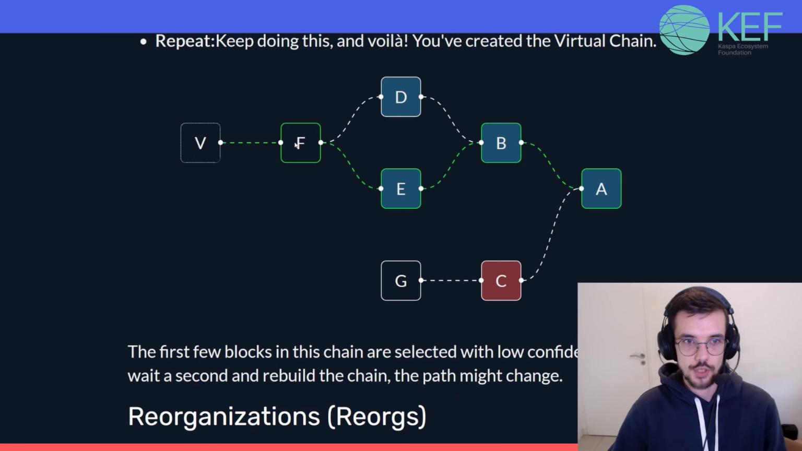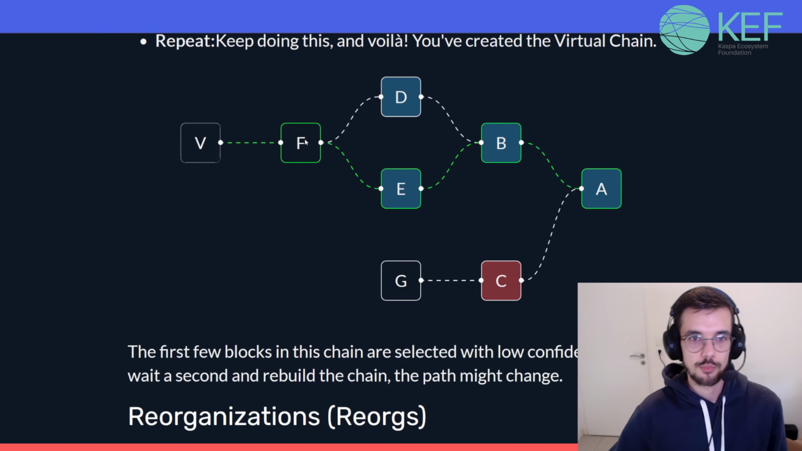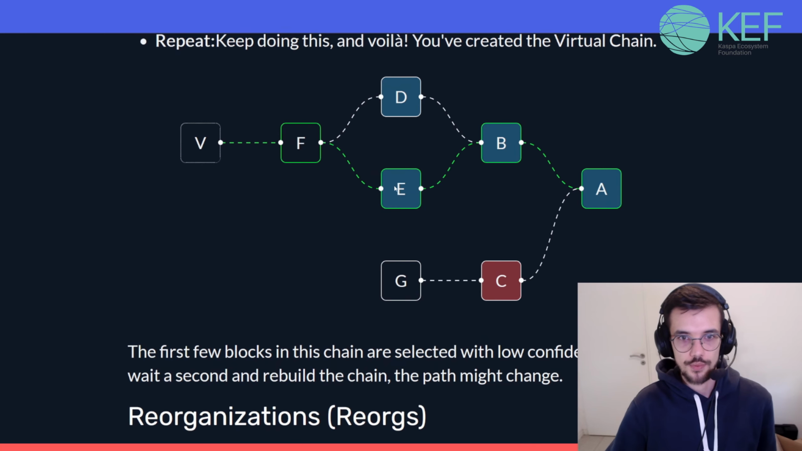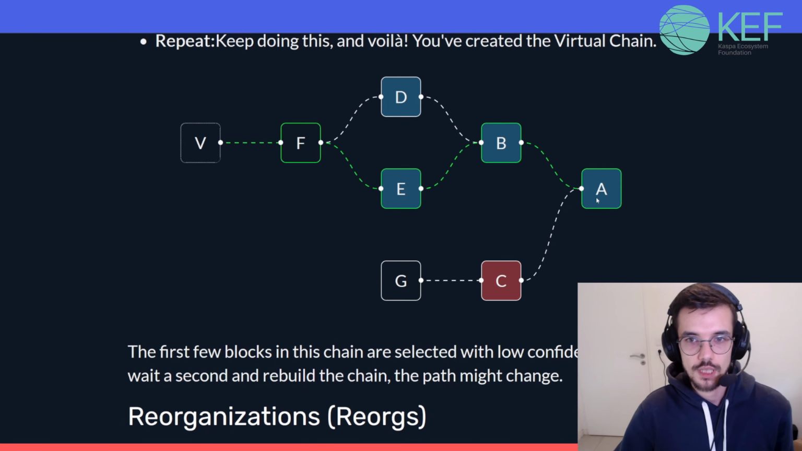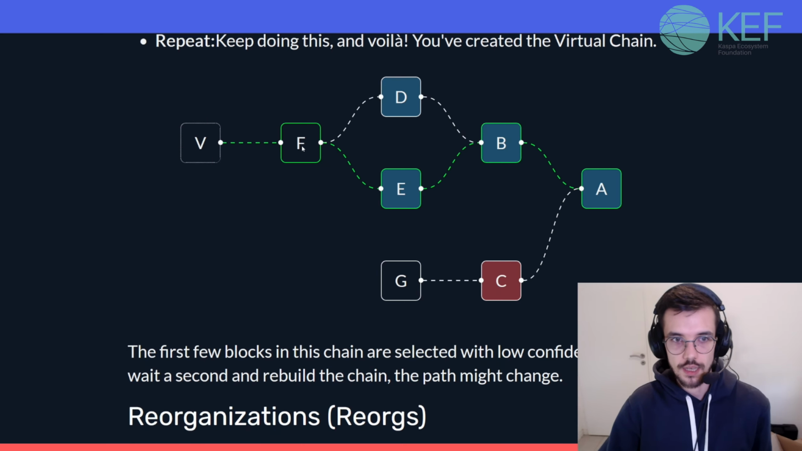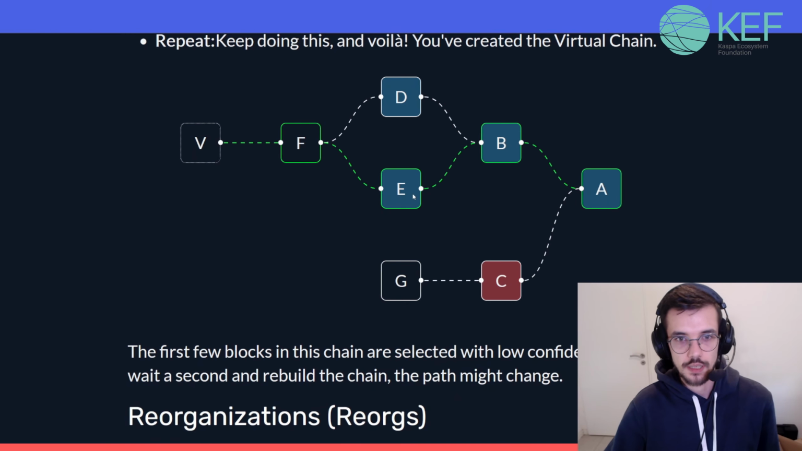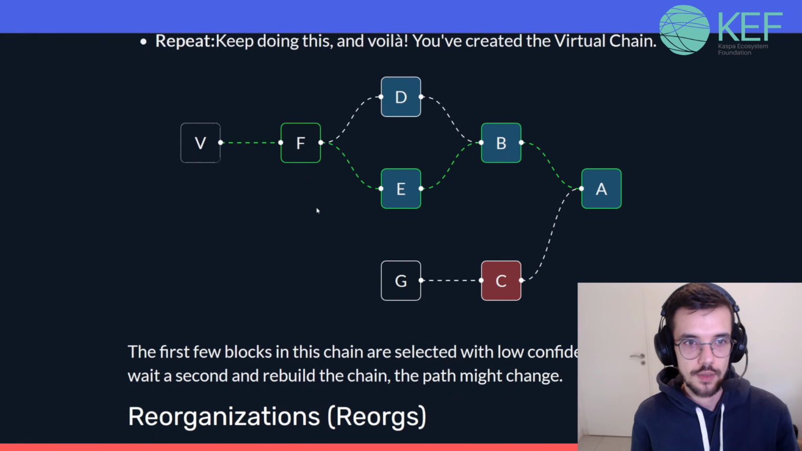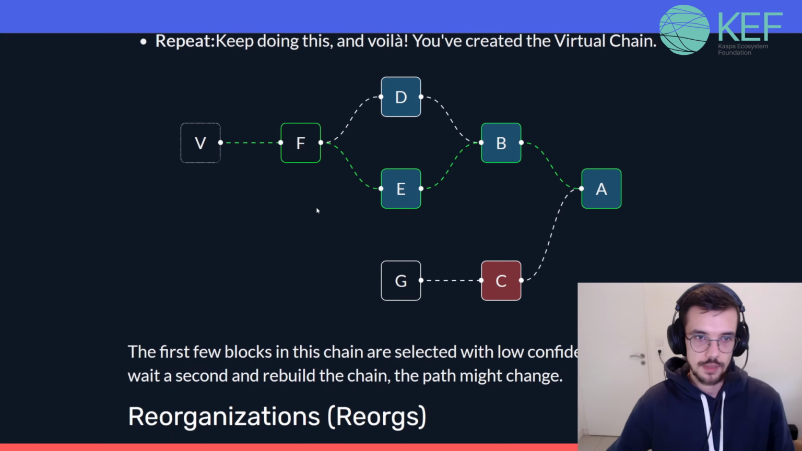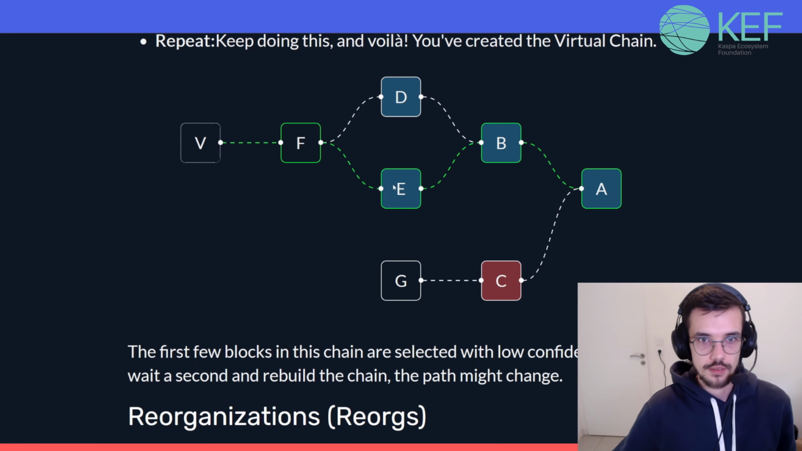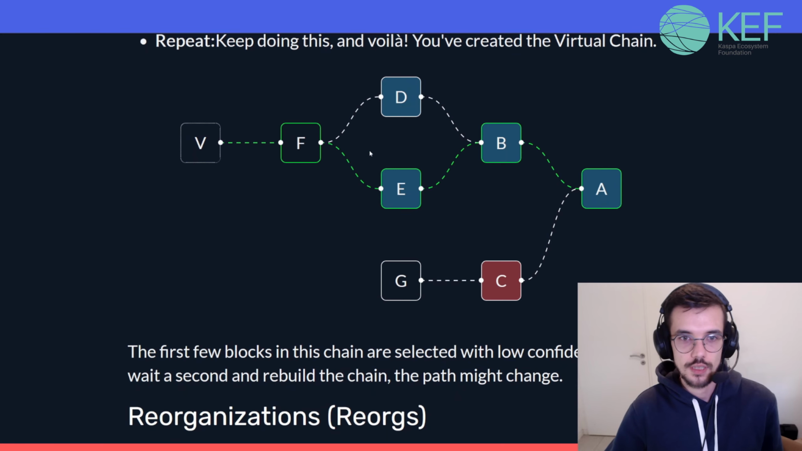A merge set of a chain block is all of its past, so DEBA, minus the past of its selected parent. The selected parent of F is E, and the past of E is B and A. So the merge set of F is DEBA minus B and A. And so the merge set of F is D and E. In this context, we also call F the accepting block. It's the accepting block that merged D and E and accepted the transactions inside D and E.